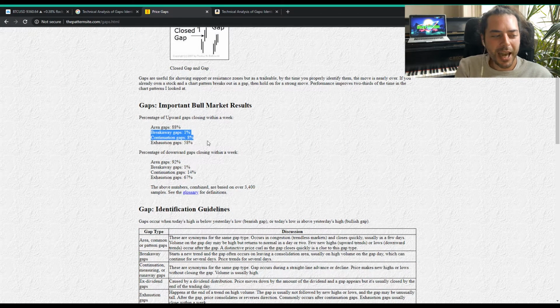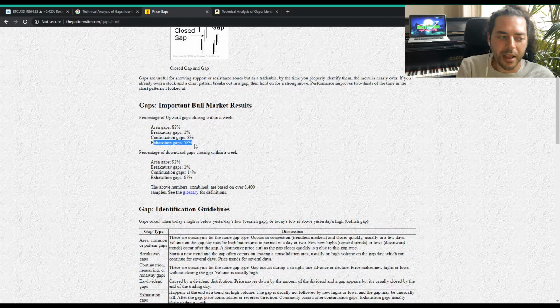Generally speaking, gaps get filled within a week or so. Not looking at particular events, but exhaustion gaps to the upside, where the price gaps up, are more likely to get filled than not filled. Just 58%. And likewise with exhaustion gaps on the downside, gaps down, they're more likely to be filled than not filled.